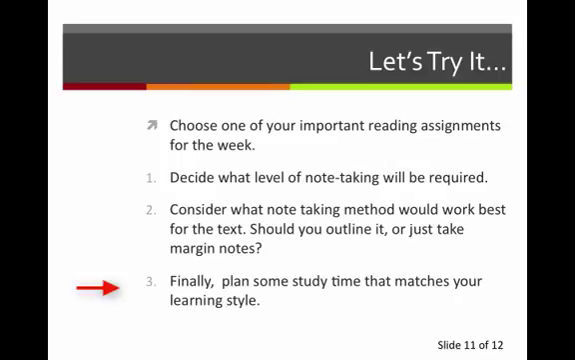Finally, think about your learning style. What will help you remember it? Do you need to visualize it? See it in your head? Talk about it? Or do you need to physically do something while you're studying?